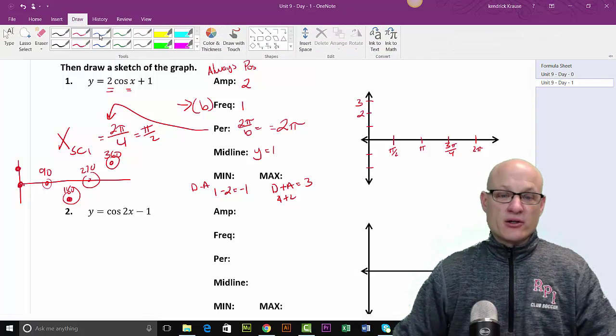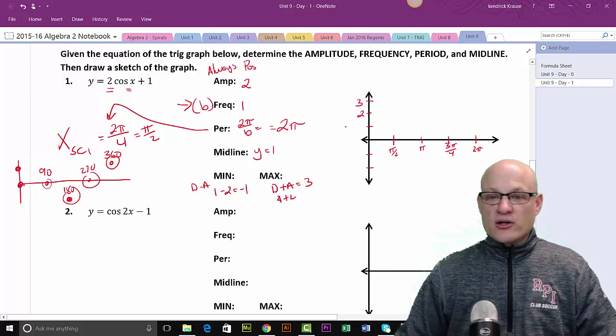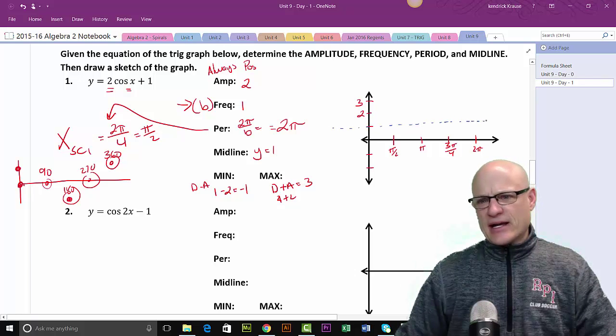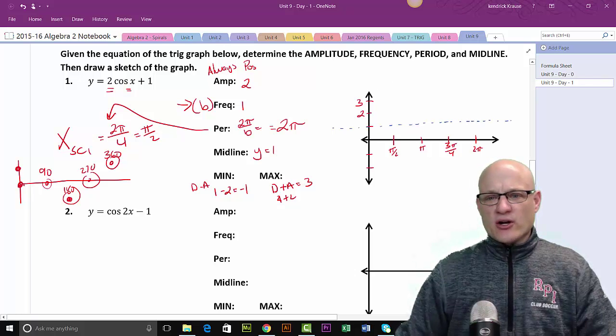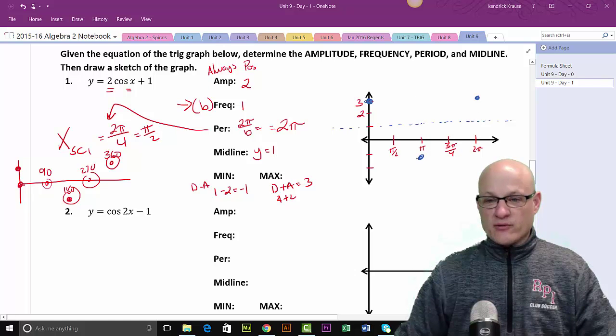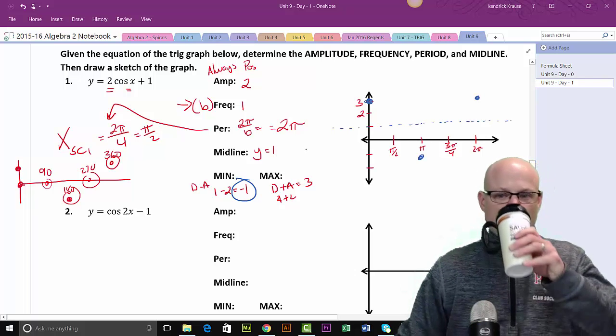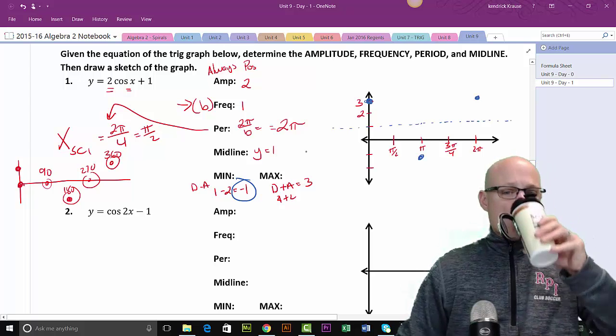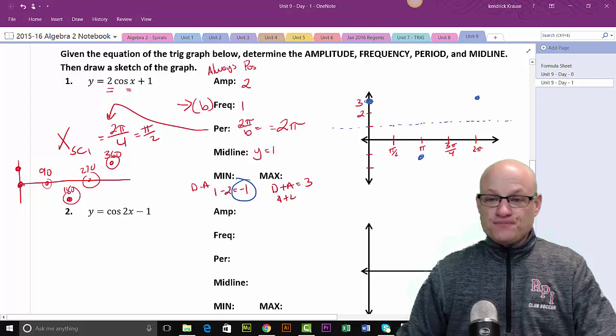So let me draw it in a different color. We are going to draw our midline in. Remember, midlines have to be drawn in with a dotted line. Nothing new there, kids. Start at a max. You need to know where that max is. We're going to end at a max. And halfway in between those would be pi. Go to the midline. We're going to count down 2, to -1, and we did say our minimum was going to be -1. And in between those, we have zeros.